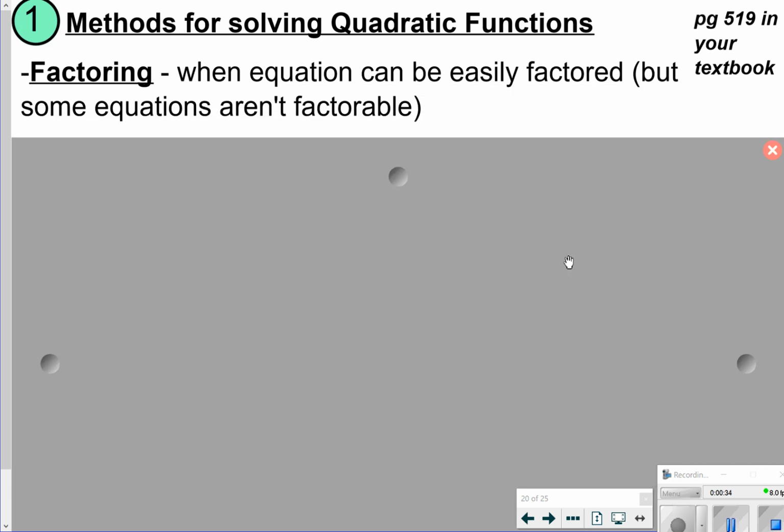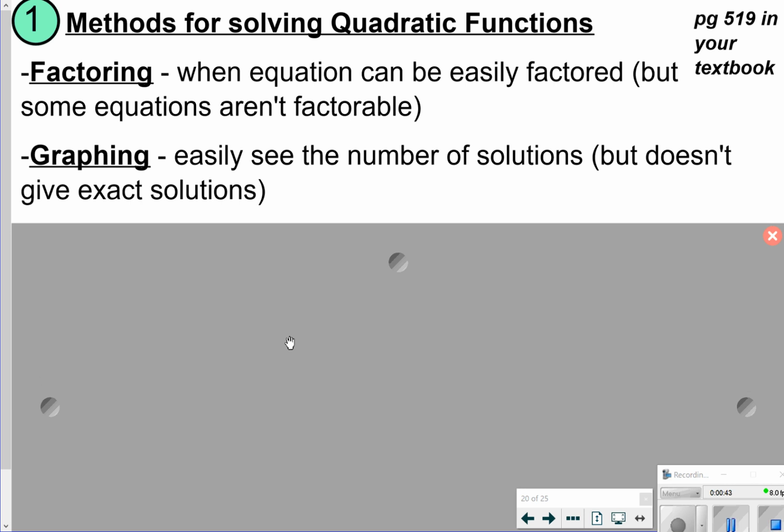So factoring would be a good time when the equation can be easily factored, but the downside is some equations can't be factored. Other times you can use graphing to solve quadratic functions. You can easily see the number of solutions, but it doesn't necessarily give you the exact solution. So if it's just asking you to find the number of solutions, you can graph that really easily.